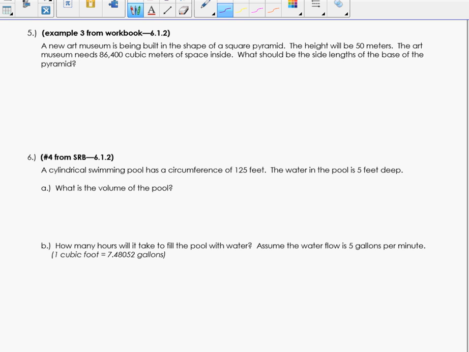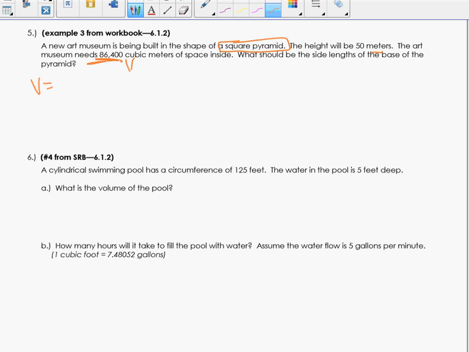Here on the back of your notes, you have a new art museum that's being built in the shape of a square pyramid. So again, you always want to know what shape you're working with. So it's a square pyramid. The height's going to be 50 meters, and it tells you the actual space needed inside, so that's your volume. And it wants to know what the side lengths of the base of the pyramid should be.